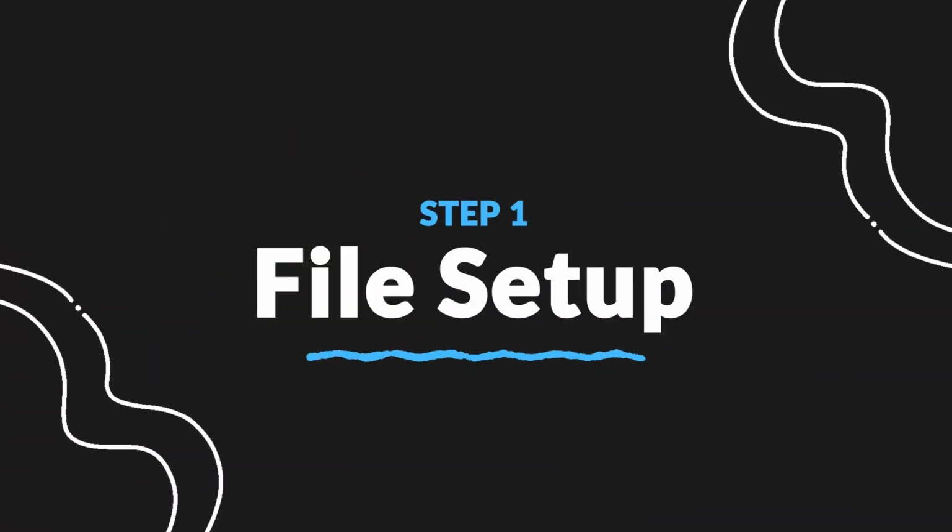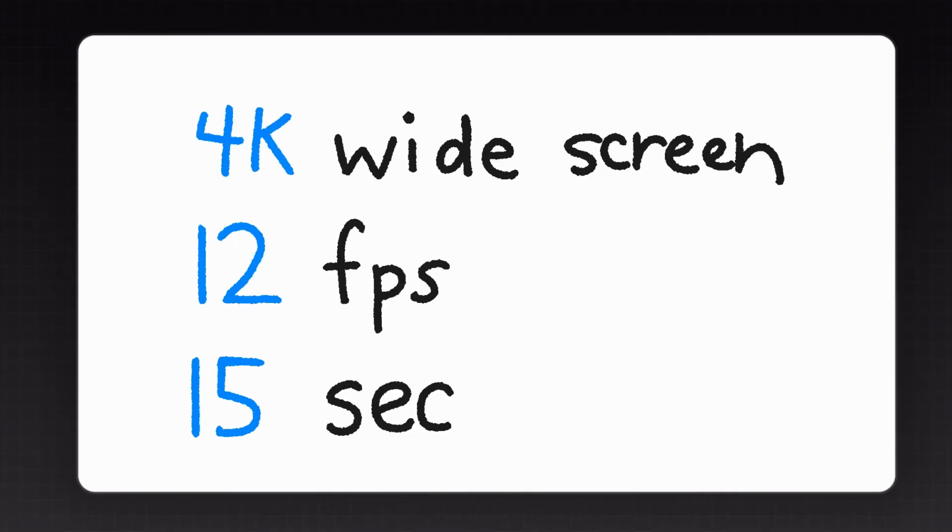For my file setup, I'm going to be using 4K widescreen, which matches the video size I'll be bringing in, and I'll use 12 frames per second, which mimics drawing every 2 frames for 24 frames per second, which is how traditional animation is done. And then for the duration of the video, I will start out with 15 seconds.